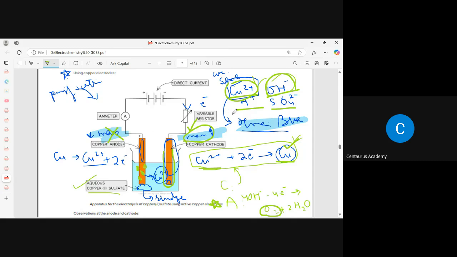What about the color of the electrolyte? The copper ions are deposited onto the cathode to produce copper. Obviously, the concentration of the copper ions within the electrolyte decreases. Whenever the concentration of the copper 2 plus ions decreases within the electrolyte, this blue color is going to fade away, or it turns colorless, or you can say that it gets paler blue.